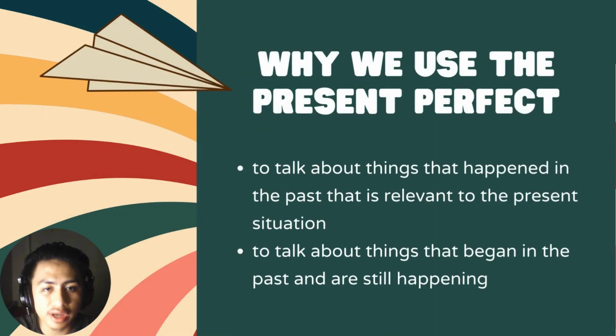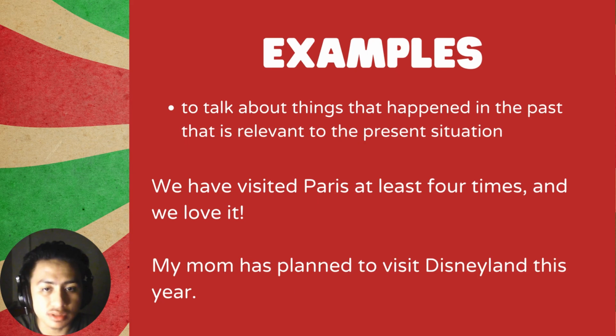Okay, so why do we use the present perfect tense? So first is to talk about things that happened in the past that are relevant to the present situation, and to talk about things that began in the past and are still happening. Okay, so for the examples, we want to talk about things that happened in the past that are relevant to the present situation. So, for the first example, we have visited Paris at least 4 times and we love it.